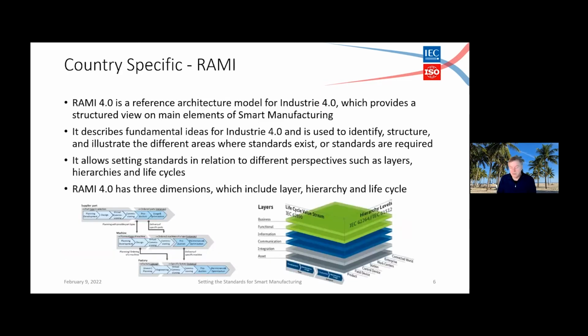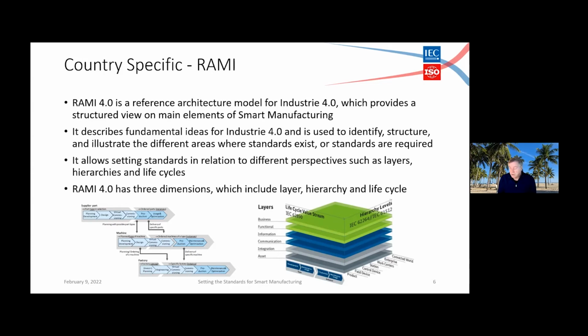So just a couple of the models that we looked at. One of them was RAMI from Germany. It's a reference model for Industry 4.0. And the idea here was to say, okay, here are all of the elements and how do we represent these elements together? They have 3 dimensions of it, the 3 different layers: the life cycle layer, the hierarchy layers, and then a kind of asset to business inventory layer that's in there.